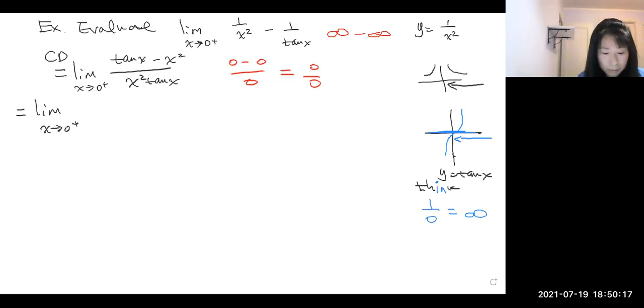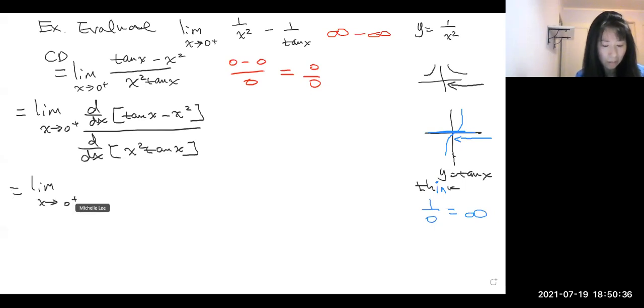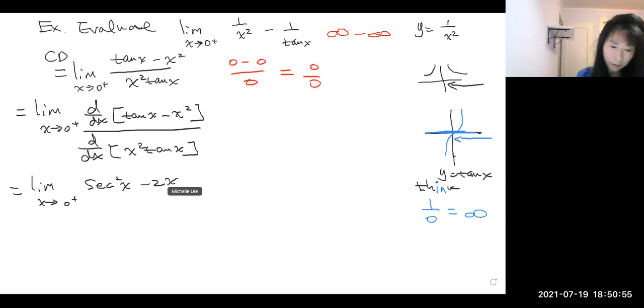So numerator, denominator. What do you get for this one? Numerator with derivative: secant squared x minus 2x. Very good.